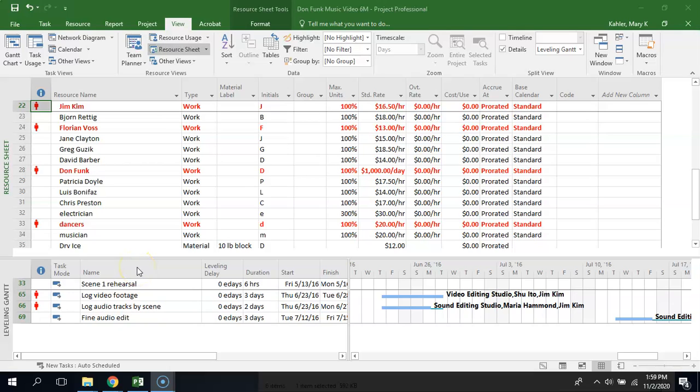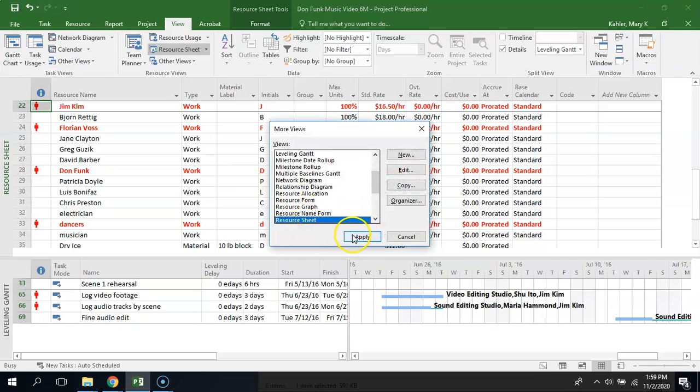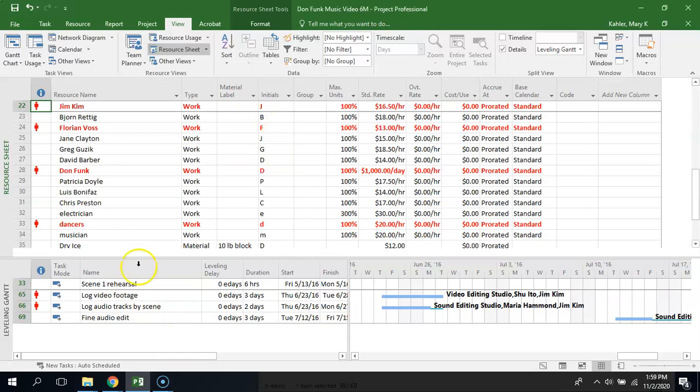Okay, so now we're going to take a look at what is called leveling over allocated resources, starting on page 134 in your textbook. So this is a way that we can use the tools within Project to relieve over allocation problems within our project. All I did was I went to the resource sheet using the More Views, went to Resource Sheet, Apply, and the leveling Gantt is still popped up at the bottom.